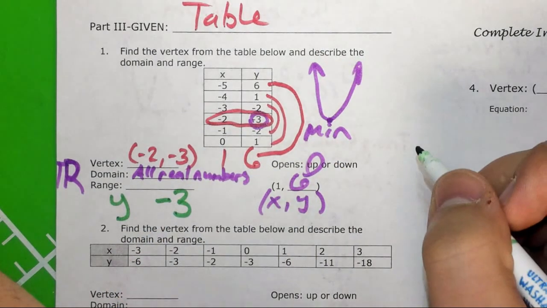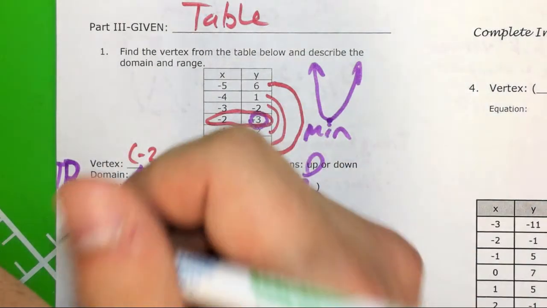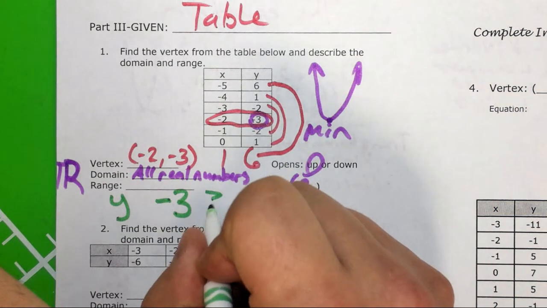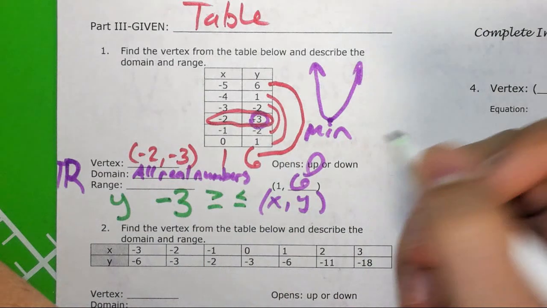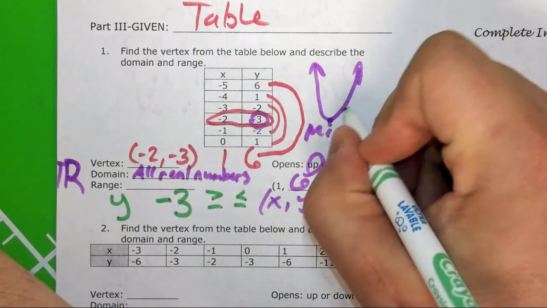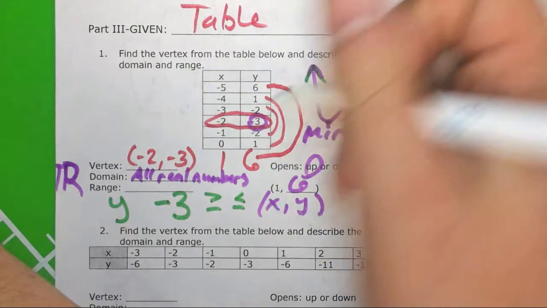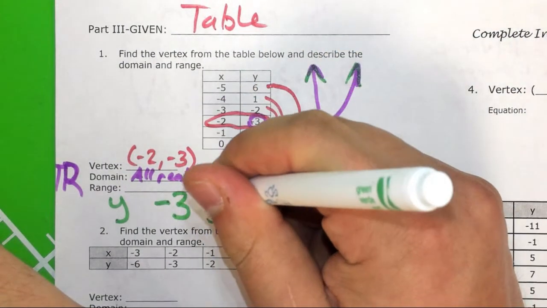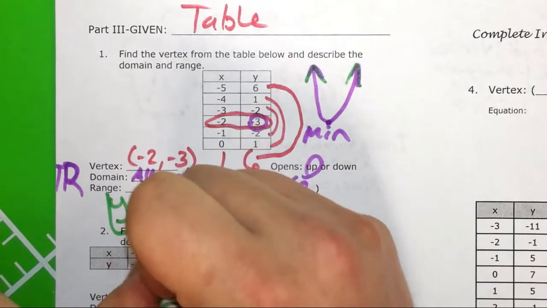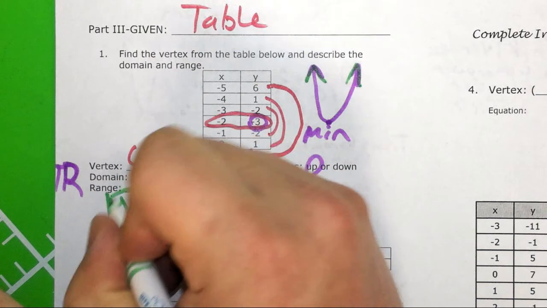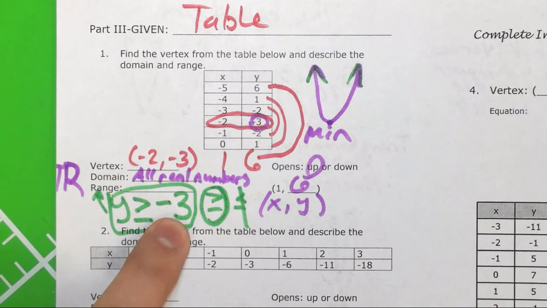And then we're either going to be greater than or equal to, or less than or equal to. The way we choose has to do with the rest of these values. Since we're opening up, all of them are going to be bigger. Greater than, bigger, that's what we want. We don't want less than. We want greater than or equal to. So this is our range right here. Y is greater than or equal to negative 3.